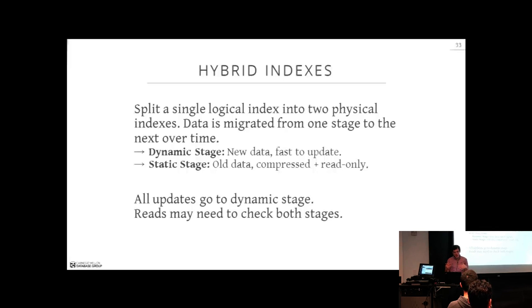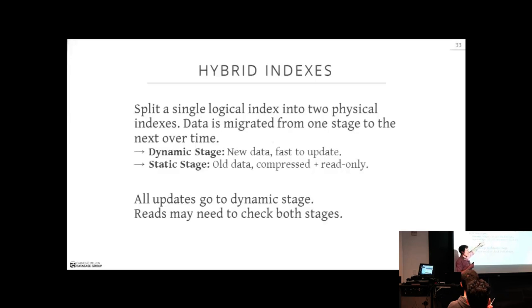And then these two different data structures will have different characteristics that can exploit how the data is actually being used and can allow us to compress one and not the other. So we'll split these data structures up into what we'll call stages. We'll have the dynamic stage where all new data is going to come in when we first store it, and it's going to allow us to do the fast updates that we've been talking about before. Like this could be a BW tree, a B+ tree, a skip list, it doesn't matter.